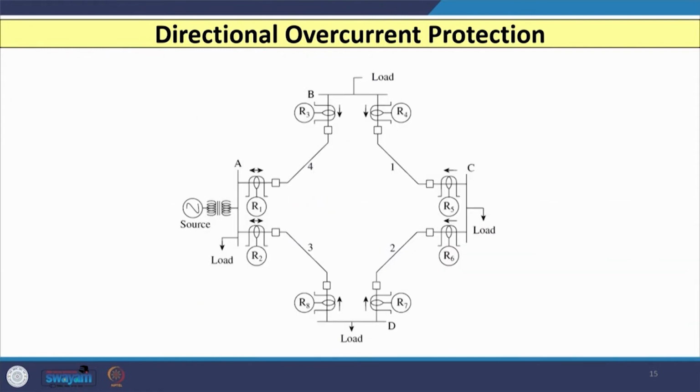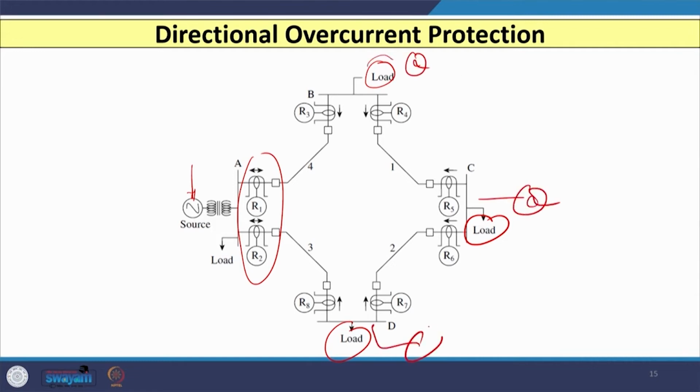Similarly, if we go for a ring main network, assuming that loads are connected at these points and the source is connected only here, then you can see that a total of 8 relays are shown, and except these 2 relays, all other relays are directional relays. And if I connect a source here also, then all 8 relays must be directional in nature.